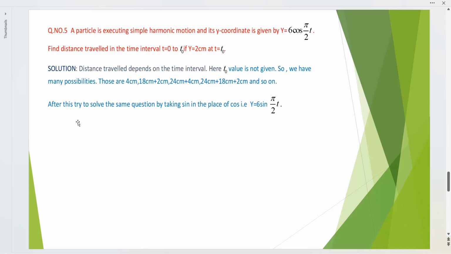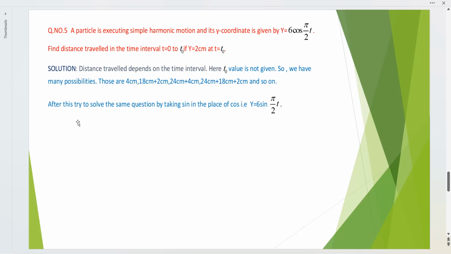So this is the same kind of question, the calculation of distance traveled, which we have discussed in the earlier class. This is one more question based on the same. But this time the time interval is not mentioned. The value of t naught is not mentioned, but they mention the y-coordinate at t equals t naught. So let us see how to solve this one.